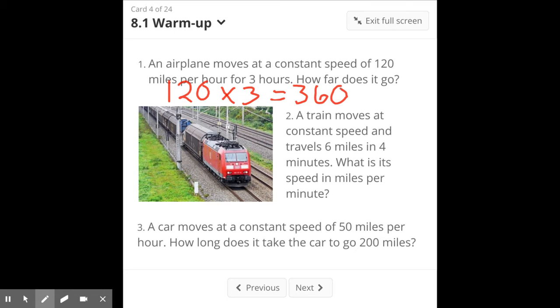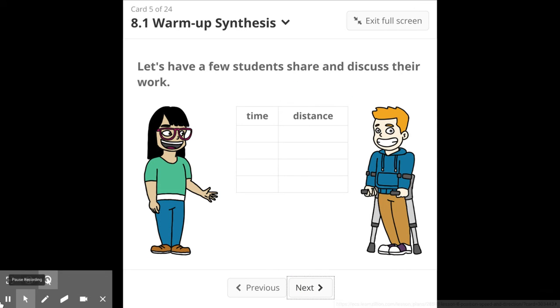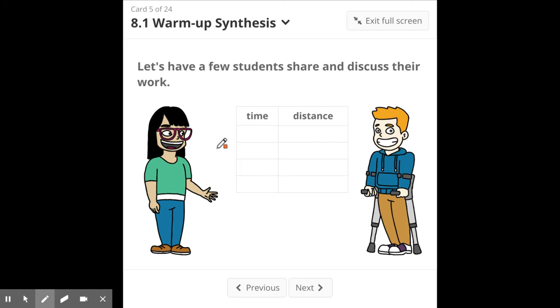360 miles. In our second example, we have a train moving at a constant speed and travels 6 miles in 4 minutes. What is its speed in miles per minute? I'm going to go ahead to my next slide and put my information in this little table, because that's kind of what we've been doing. It goes 4 minutes and a distance of 6 miles.